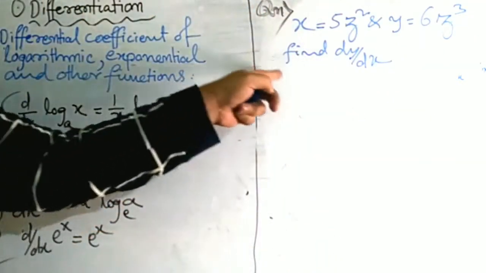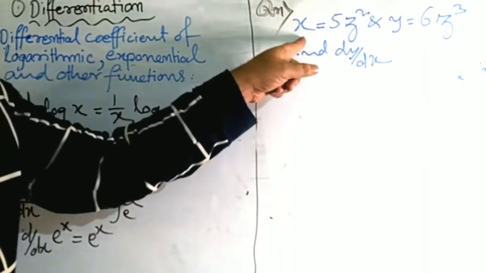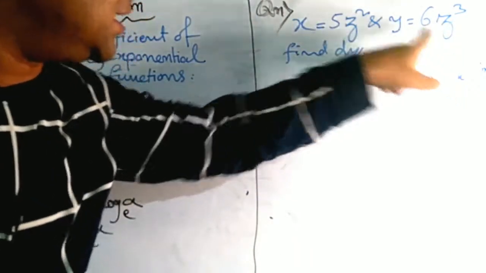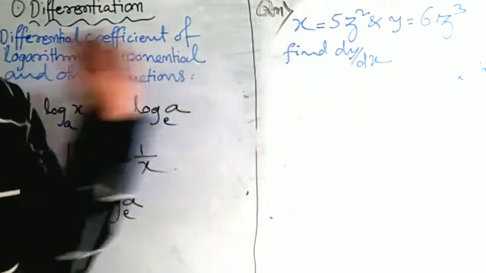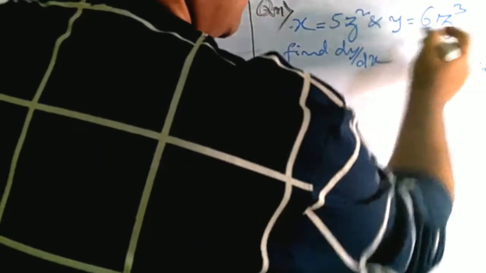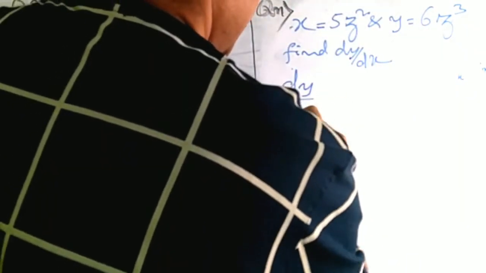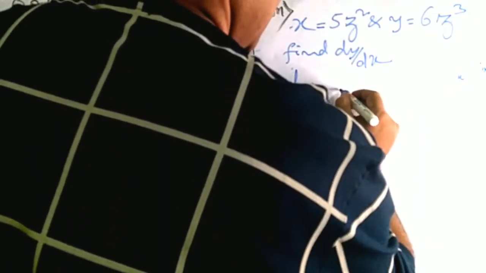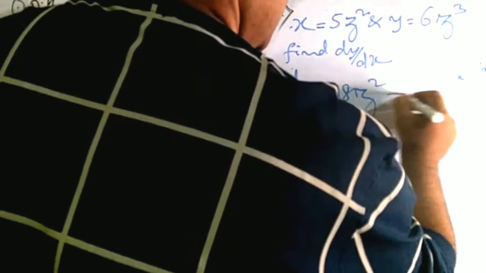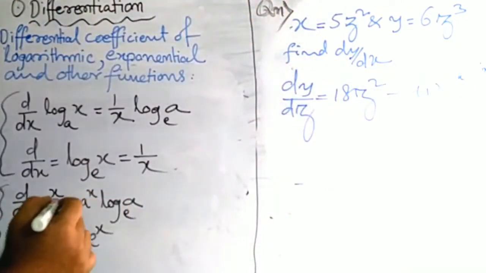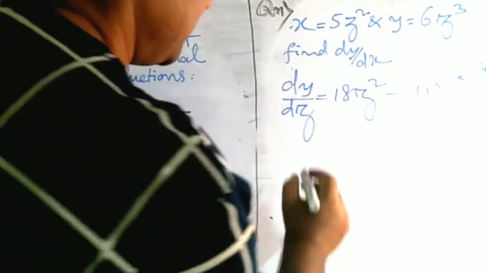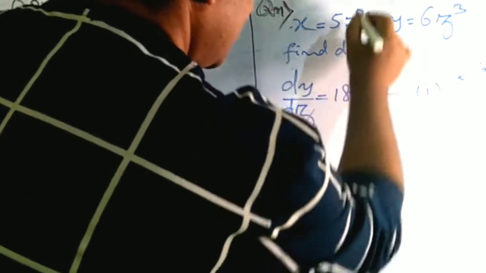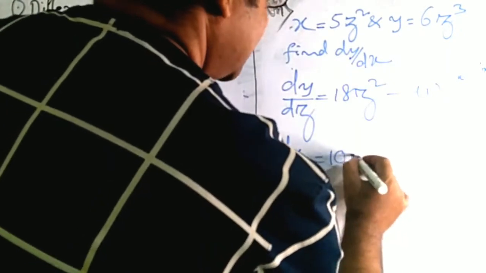Now let us take up this question. Looks a little tricky. X is given in terms of z, another variable, and y also is given in terms of z, and asked to find dy by dx. Now see, from y is equal to 6z cube, we can calculate dy by dz. From here it is 6 multiplied by 3, 18z square. Let's make it equation 1. Similarly, from x is equal to 5z square, we can calculate dx by dz is equal to 10z, equation 2.